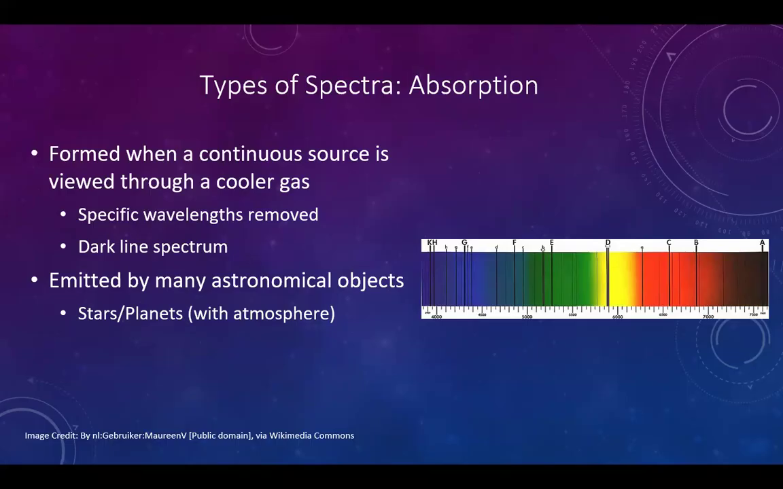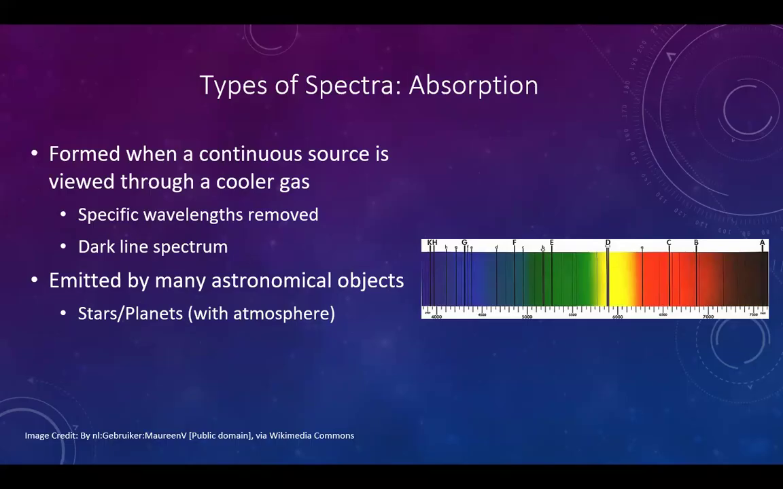This is also the type of spectroscopy that gets used all the time on Earth for things like chemical analysis and stuff, because different molecules have different patterns of absorption. So, if you want to identify what this strange white powder is that you found on a crime scene, you'll use spectroscopy. It's one of the ways you can do it.